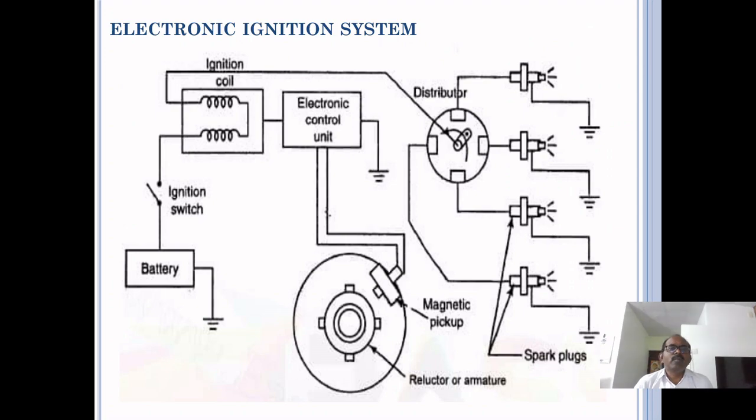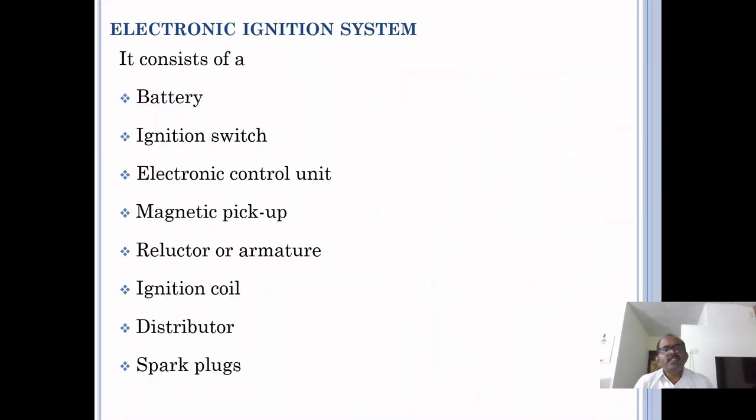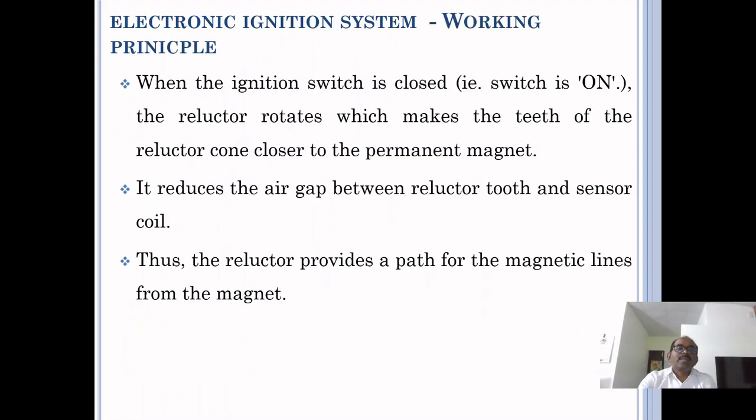Next, we will discuss the electronic ignition system. The figure shows the working principle of the electronic ignition system. It consists of battery, ignition switch, primary ignition coil and secondary coil, electronic control unit, magnetic pickup, armature, distributor, and spark plugs.